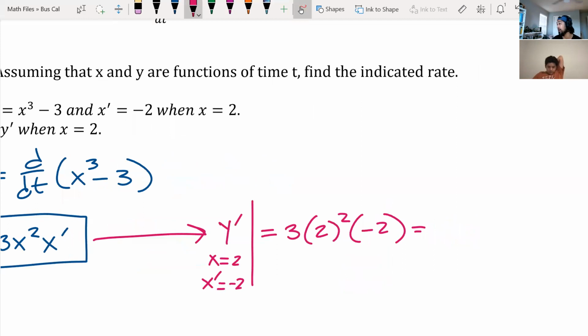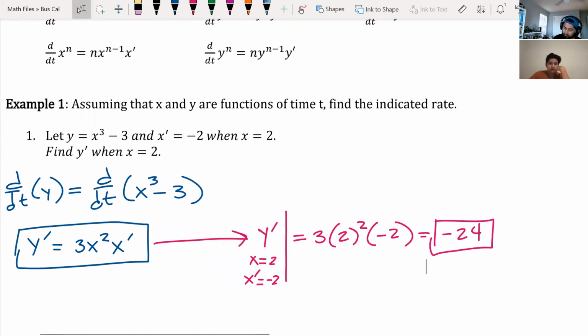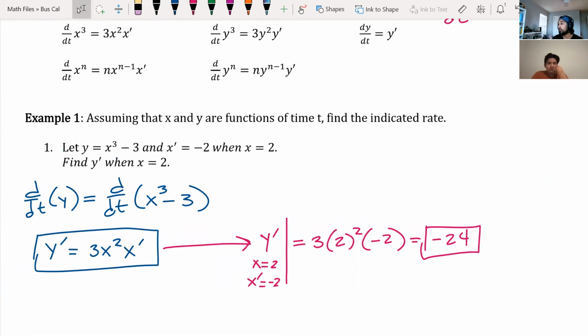And then just multiply everything together. 3 times 4 times -2, so that's 12, that's -2. We get -24. There you go. So when we deal with implicit derivatives with respect to time, the problem is going to say either solve for y prime or solve for x prime, and then plug in the given values afterwards.